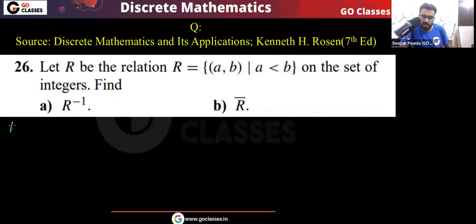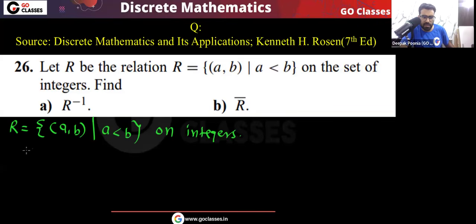Here understand that this relation R is already given to you. The relation R is the ordered pairs AB such that A is less than B. And remember, this relation R is defined on integers.